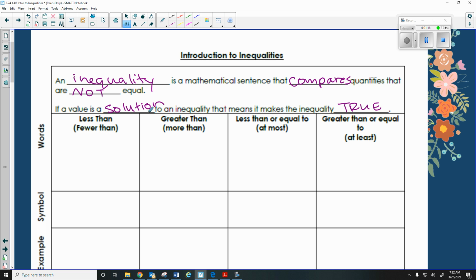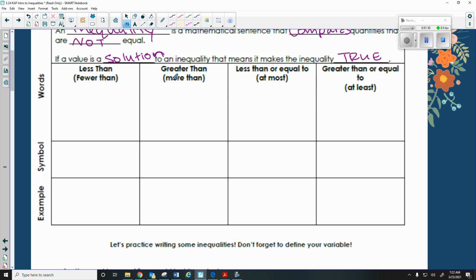We're going to talk about solutions like equations, like when I found x equals 4 and stuff like that. With inequalities, it's similar but a little bit different. So we're going to review the symbols, the signs, words that mean it, and we'll do some examples of inequalities.